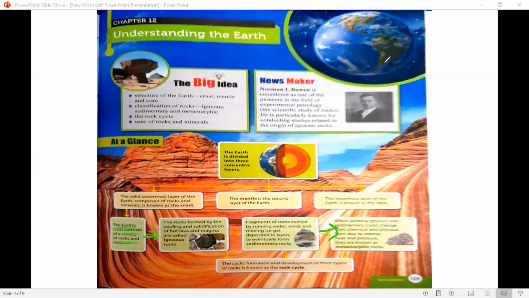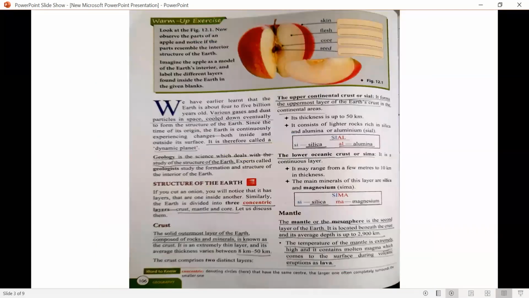Let's take a further look at what's in this chapter. If you take a glance over this chapter, we have looked at what these things are, and we have learned what the core and mantle are. Let's see what's in the upper layers. We also learned in the previous classes about the 4-5 billion years.